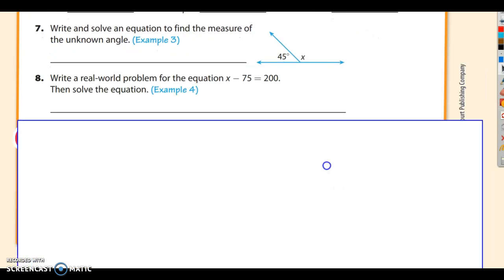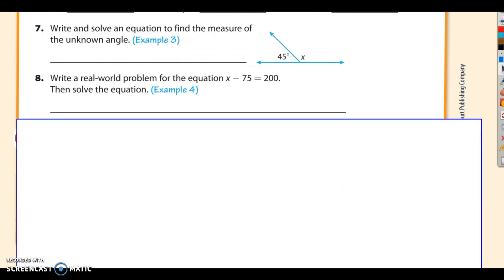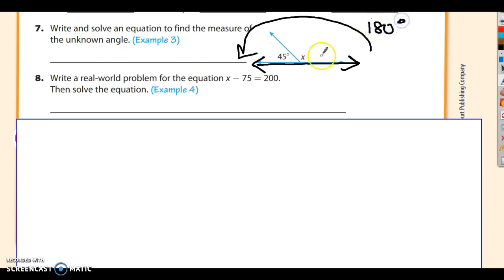We're on numbers 7 and 8. Number 7 reads, write and solve an equation to find the measure of the unknown angle. So we're reviewing here that a straight line angle measures 180 degrees. And I have two angles here. I have x and I have 45. So the problem is that x plus 45 has a sum of 180.